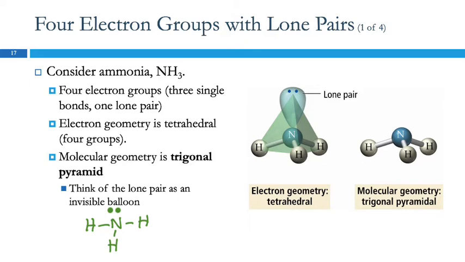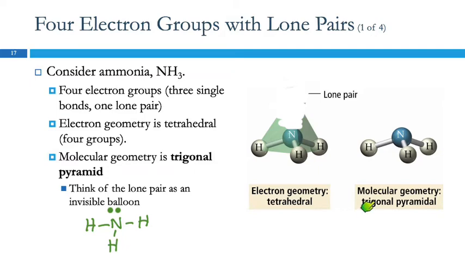How do we determine the molecular geometry? Well, I like to think of any lone pairs as being invisible balloons, right? So here we made this shape with our 4 balloons for our 4 electron groups. But now the one that's a lone pair, we're going to pretend is invisible. It's not that it isn't there, it's not that it goes away, but we can't see it. Poof, it's gone. It's just invisible.